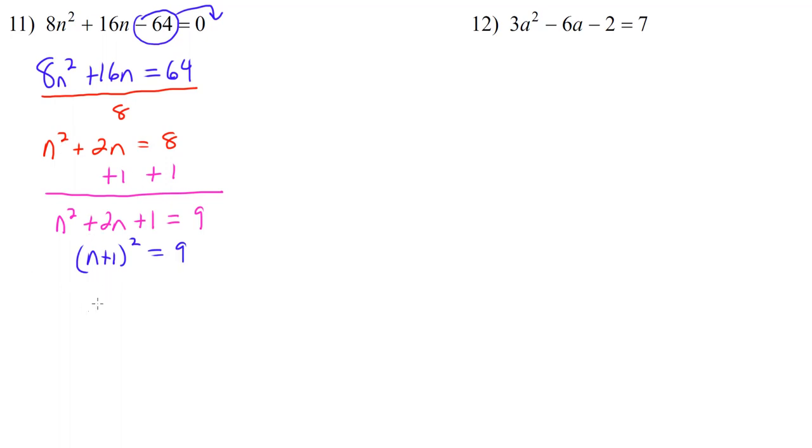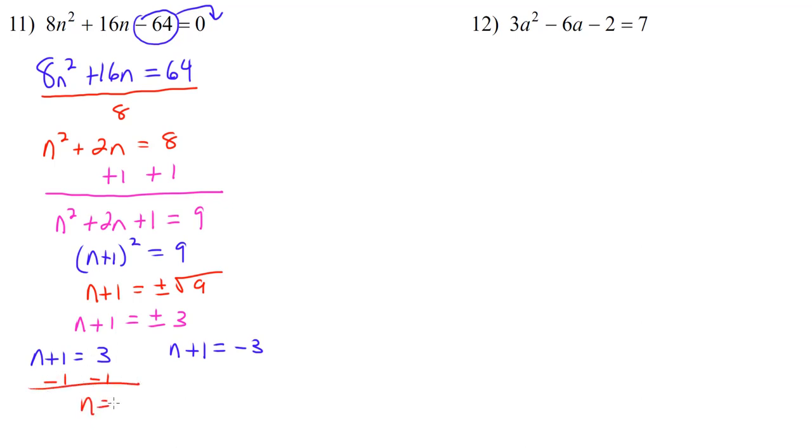So n plus 1 equals positive or negative radical 9. And the square root of 9 is 3. So n plus 1 equals positive or negative 3. We write our two equations. N plus 1 equals positive 3 and n plus 1 equals negative 3. And then again, when we subtract 1 from both sides, we get n equals 2 and n equals negative 4.